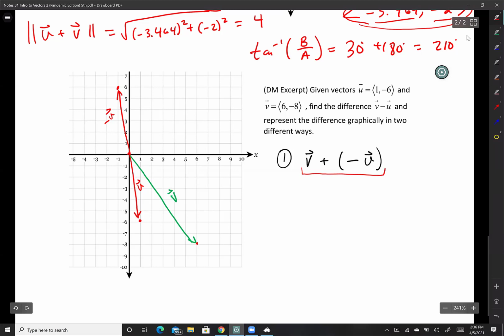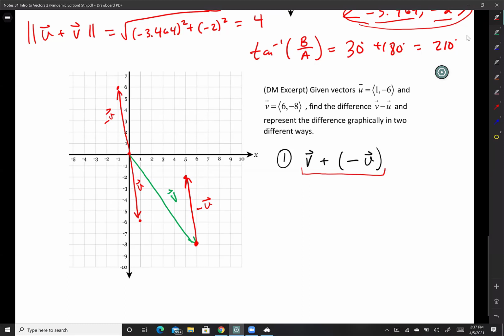How do you add vectors? Head to tail. So first you go to vector v. I'm looking at the green one. And now I'm going to add the negated vector u there. So I'm going to go 1 to the left, 6 up. 1 to the left, 1, 2, 3, 4, 5, 6, point. And then I connect it. There's my negative u. So there it is, v plus negative u.